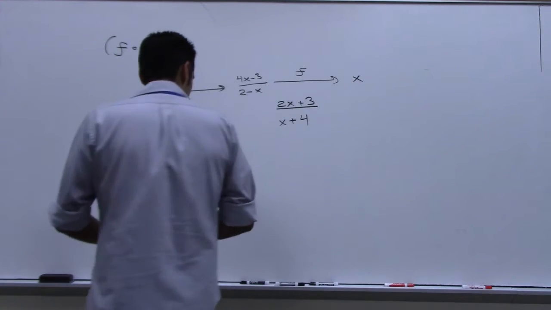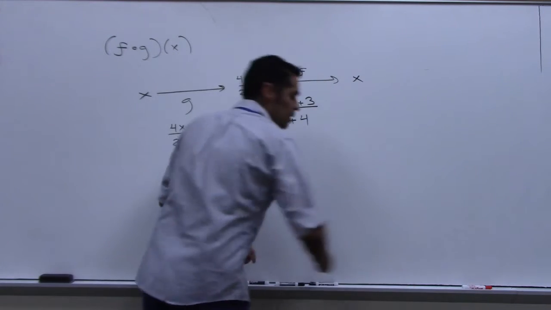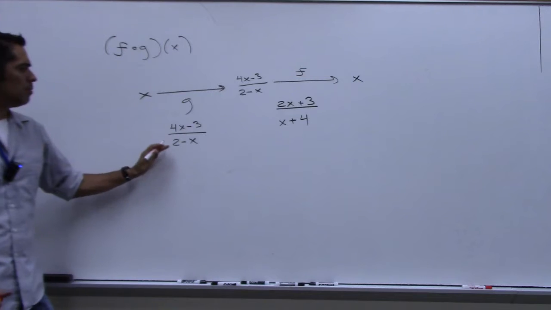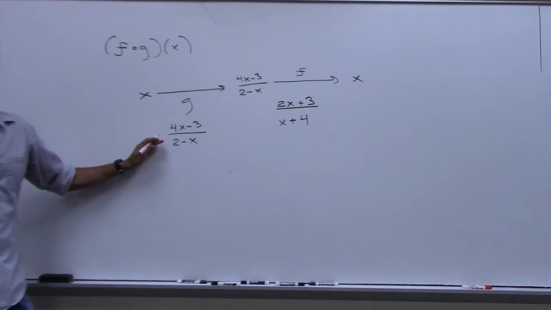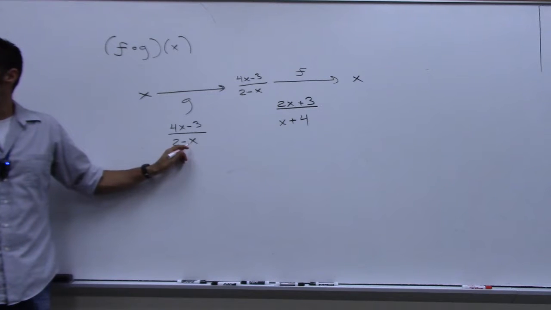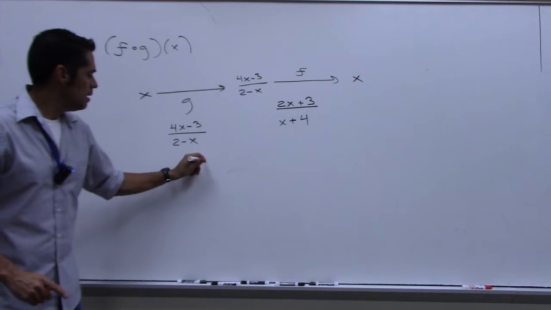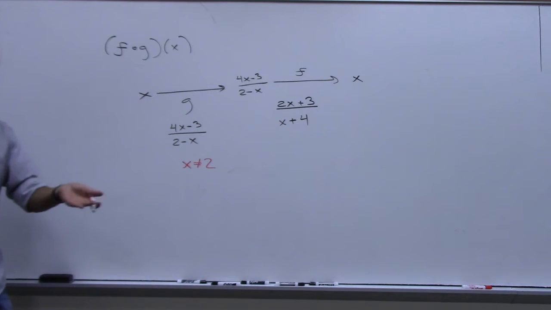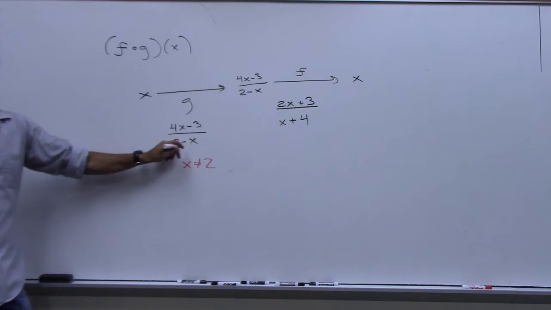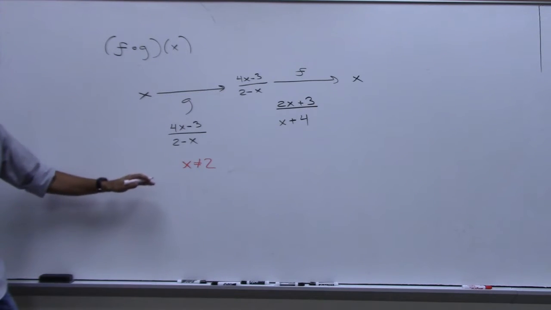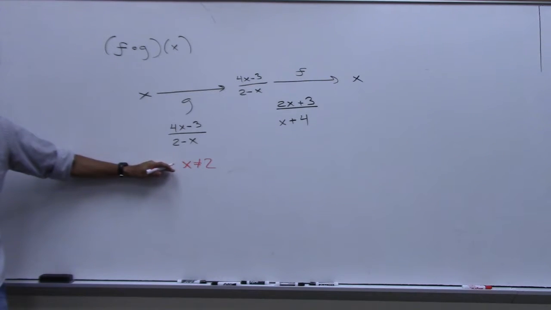So what are the domain restrictions going that direction? Like from x to here, what do we have here? X can't be 2, right? X cannot be 2, because if I plug 2 in here, I get division by 0. So x cannot be 2 here. That I'm doing by inspection, just by looking. I could set the denominator equal to 0, right? 2 minus x equals 0, and then solve for x. But I think it's easier to just look and see.